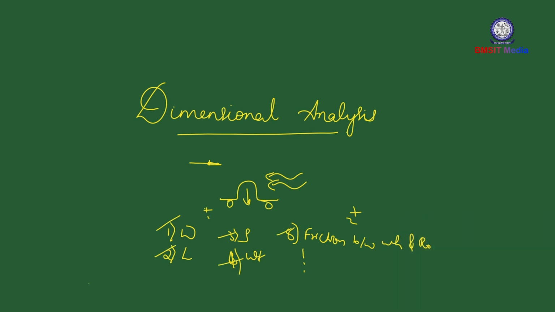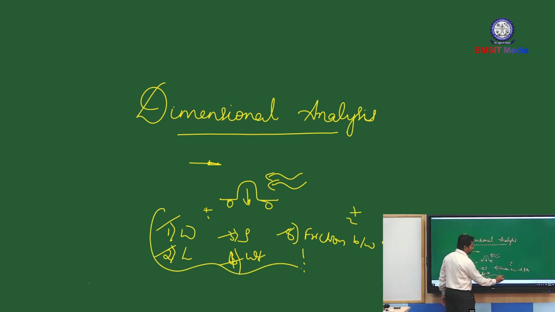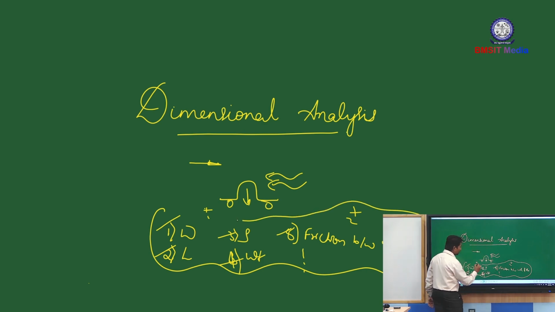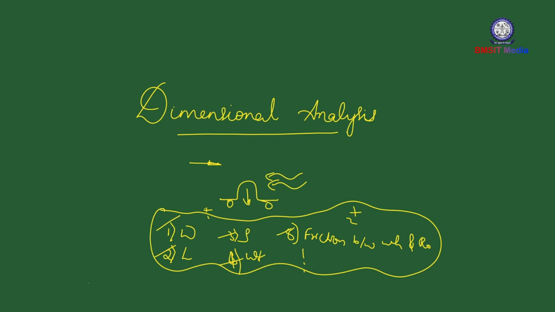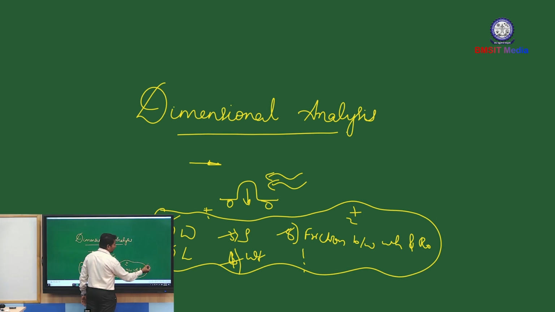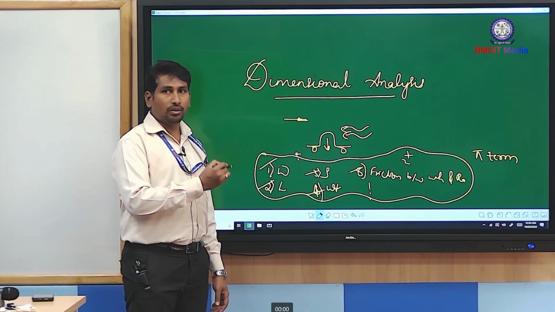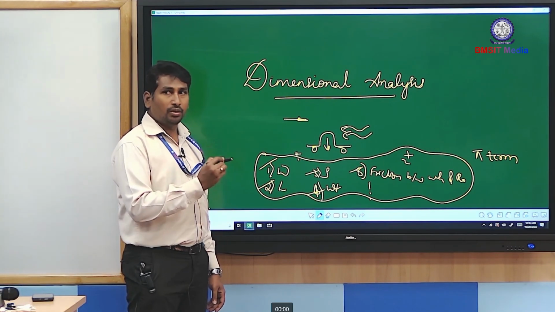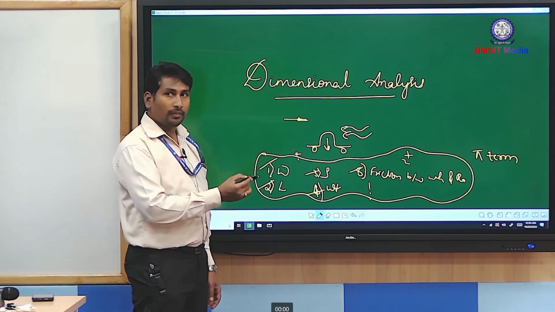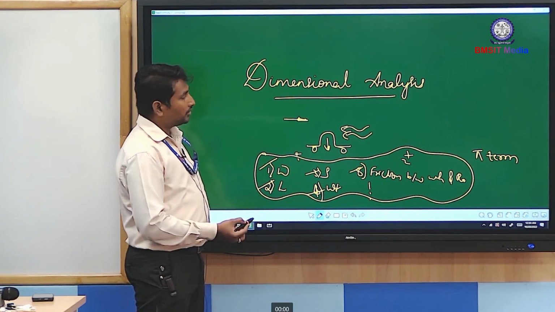So in today's class, what we are going to see is how to reduce this number of variables. In fact, we are not going to reduce the variables that are there. We are going to group some variables into proper groups, and we'll name them as pi terms, like pi 1, pi 2, pi 3, pi 4. Each pi term includes 2, 3 or 4 or more variables put together to make one non-dimensional term.